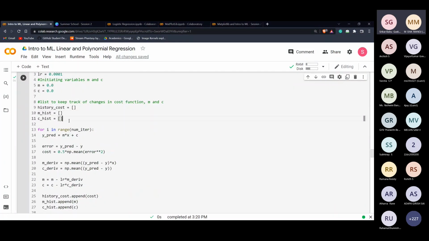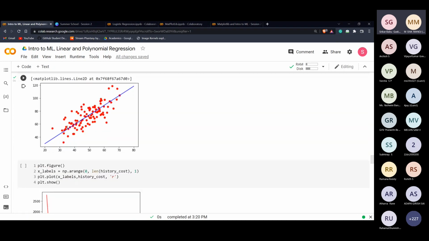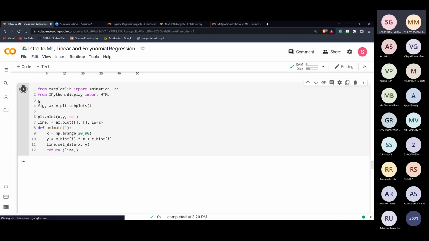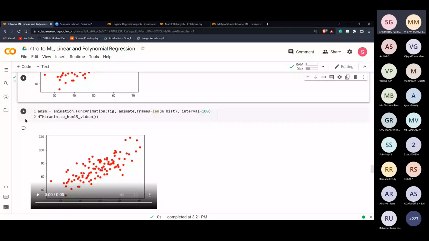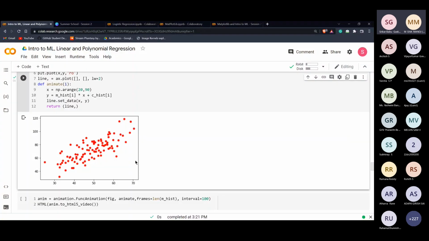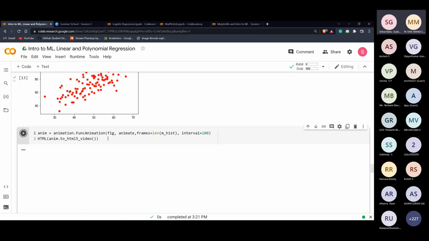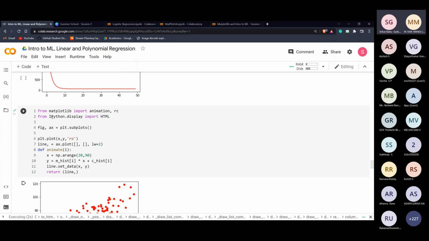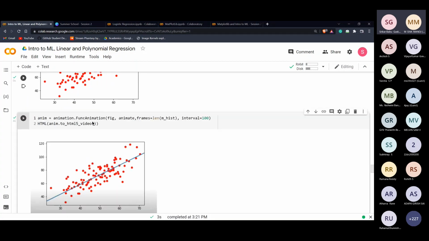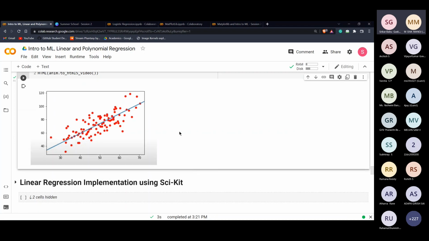I have declared my m hist and c hist arrays just to keep track of m and c. This is to give us a cool animation. Don't think about the syntax too much. It's very cryptic. It basically uses something called HTML display from the IPython.display library. This is how my equation will change. It starts off with 0, 0, then y is equal to 0 and moves. After some point, it converges and stays there. That is my line of best fit.